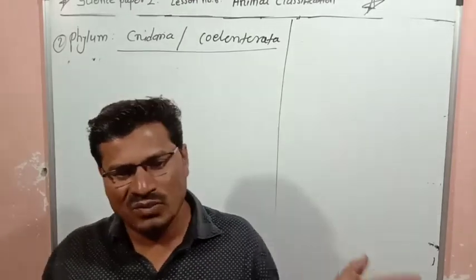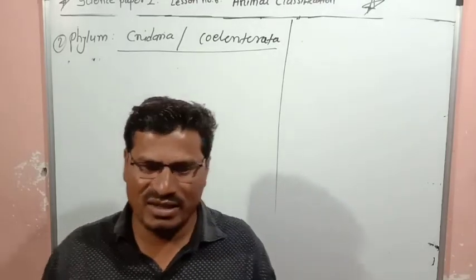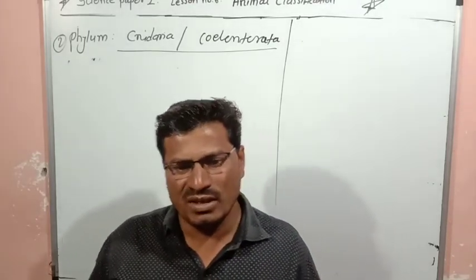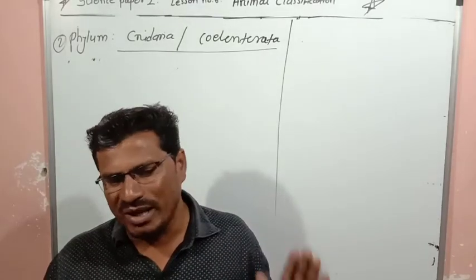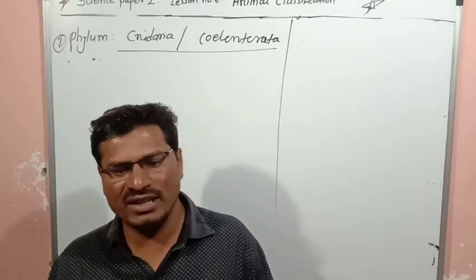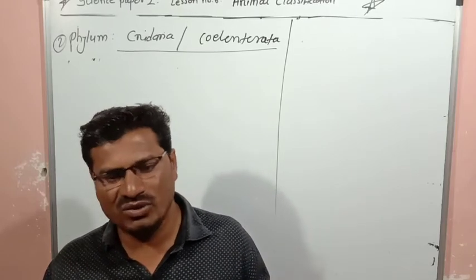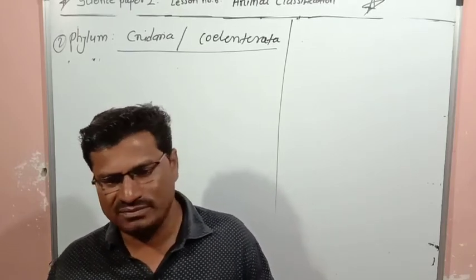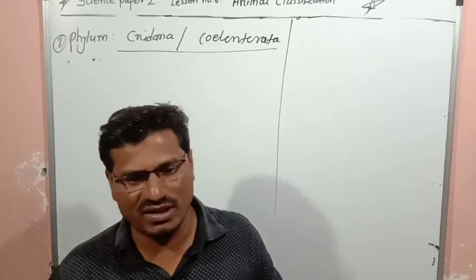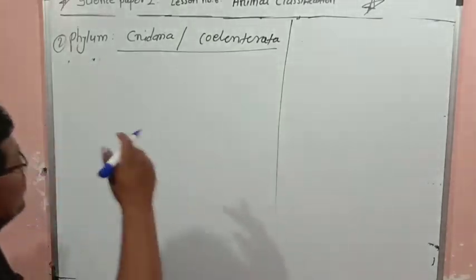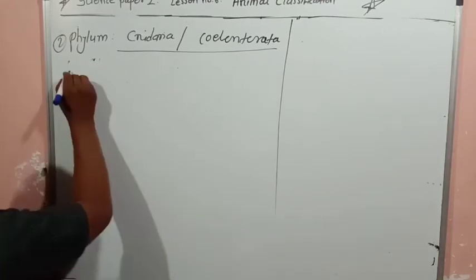Next, examples are there. Hydra, Adamsia, Physalia, and another one, Aurelia, which you call jellyfish, and corals. These are the examples. Now see what the characteristics are.